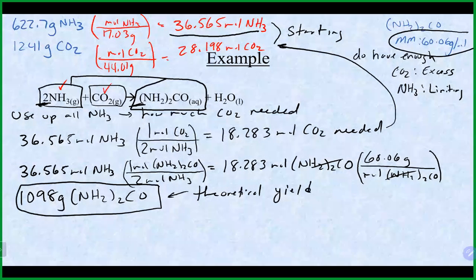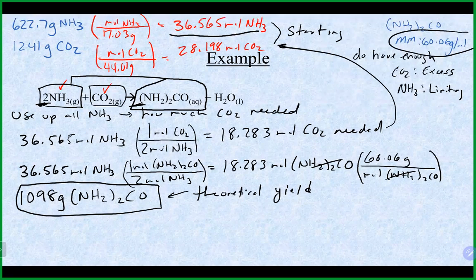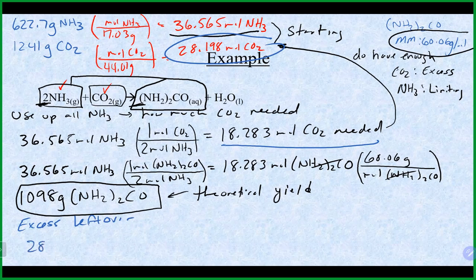Once again, I think it also asks for how much of the excess reagent is left over. So again, here we actually chose kind of correctly. We can take the amount that was needed. We could take the amount of the excess that we started with and subtract the two. So our excess left over in this case, we started with 28.198 moles of CO2. Started with that. We needed 18.283 moles. It's needed.